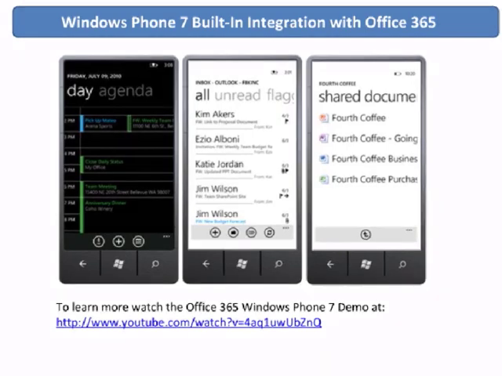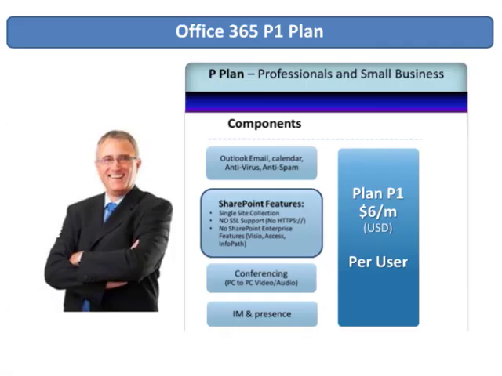Okay, what I would like to do now is talk about the different SharePoint features that are available through each plan. I mentioned earlier that Office 365 comes in different versions, different flavors. So the first plan that's available is the P1 plan. And the P1 plan is the most basic version of the service, and it's basically for professionals and small businesses.